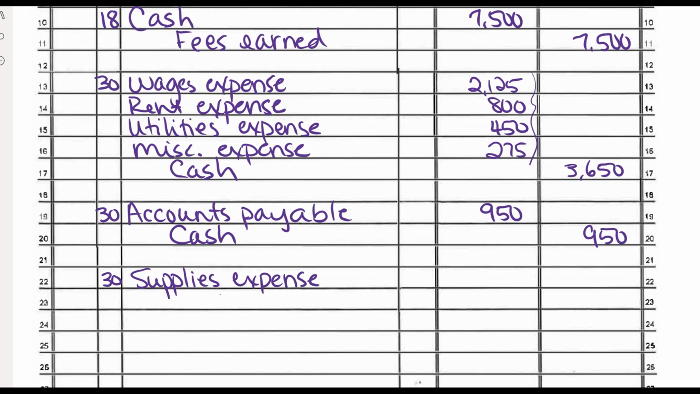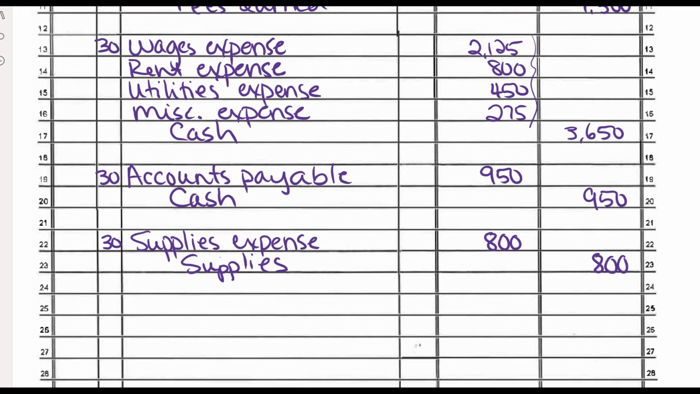So we will debit supplies expense for $800, and we will credit our asset account of supplies by the same amount. Now our supplies on hand and the number in our asset account called supplies is the same amount. Okay, so the last entry on the 30th is to record Chris Clark's draw. So we will debit Chris Clark drawing, and we will credit cash for $2,000.